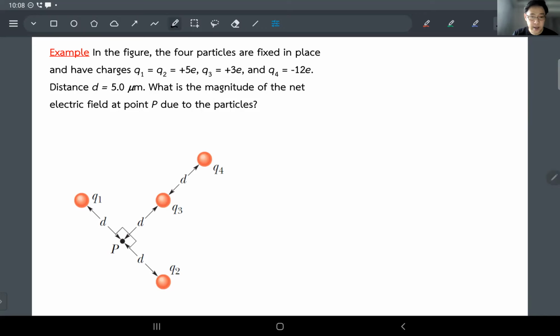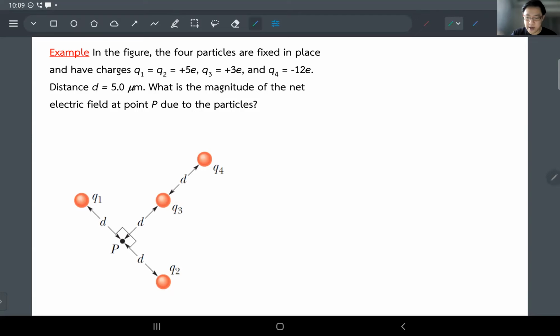And of course, you have to calculate the electric fields from the 4 charged particles over here. That means eventually you're going to have to combine all 4 vectors together to find the resultant electric field at point P. Okay, cool? So first things first, just to remind you, every charged particle will have an electric field around it. So let's start from Q1, shall we?